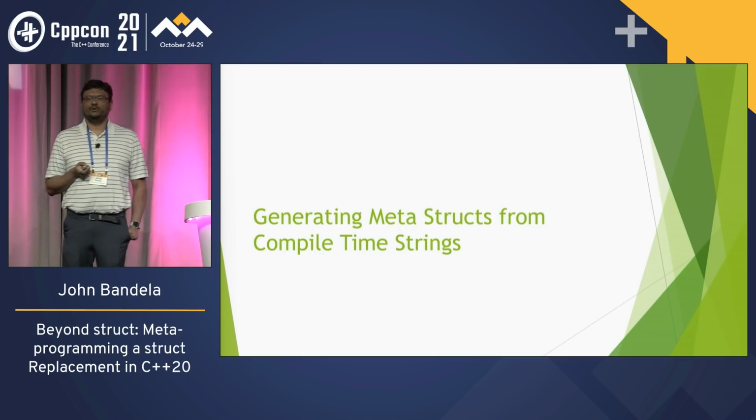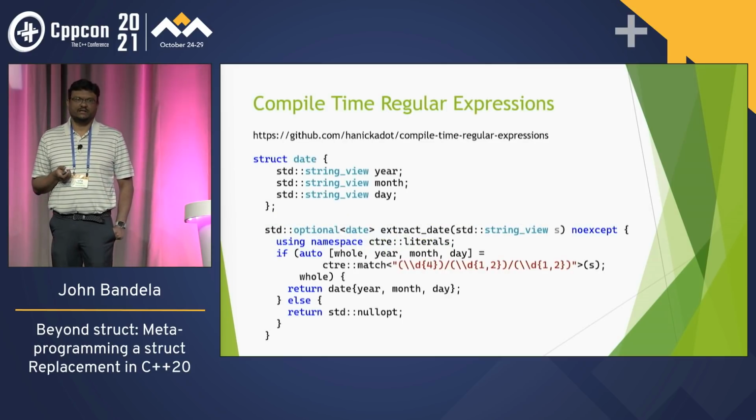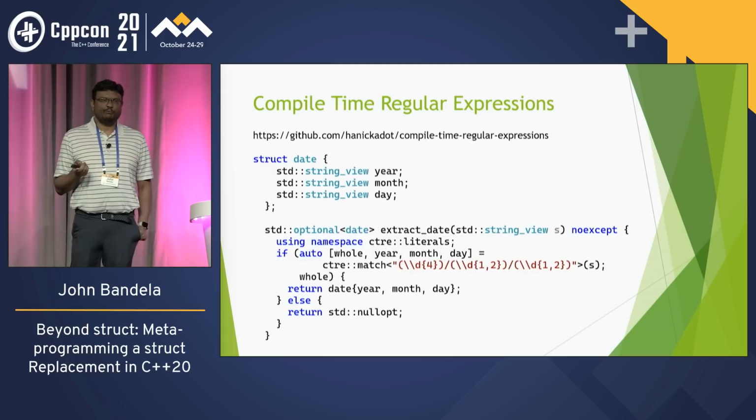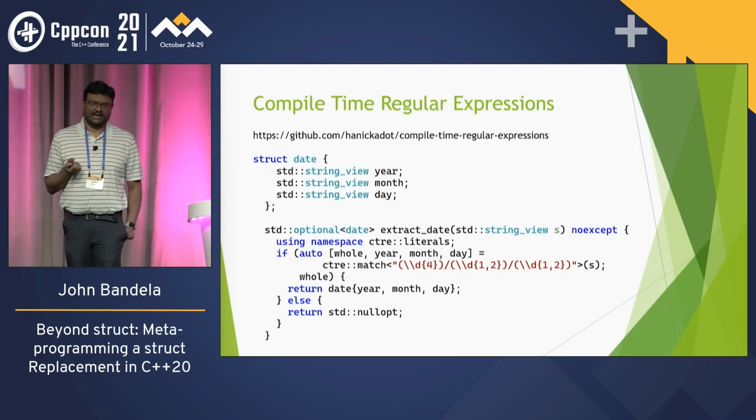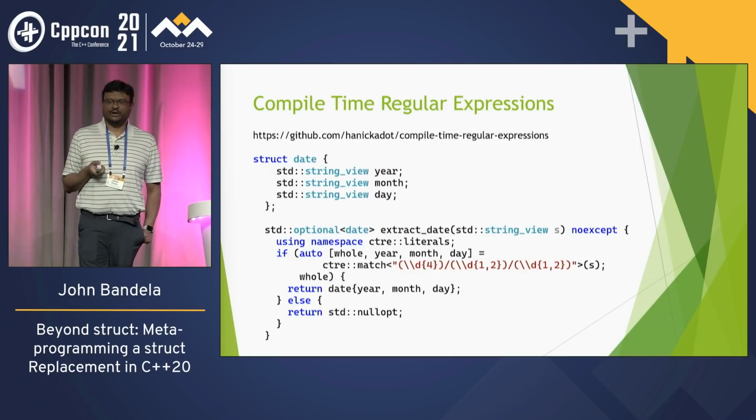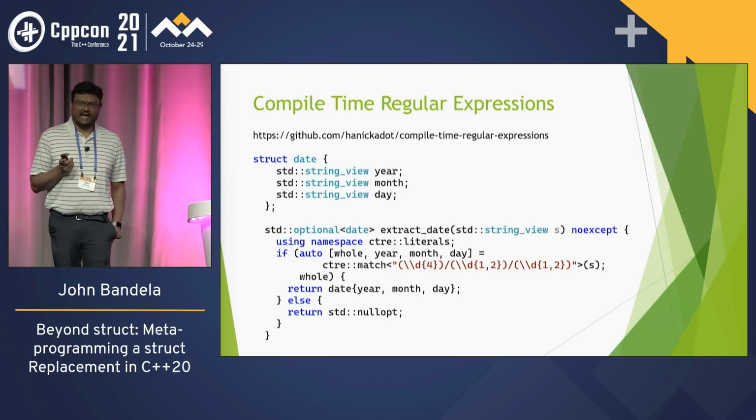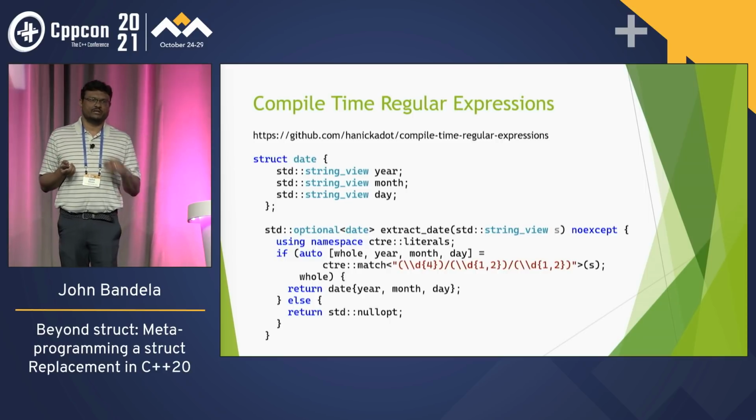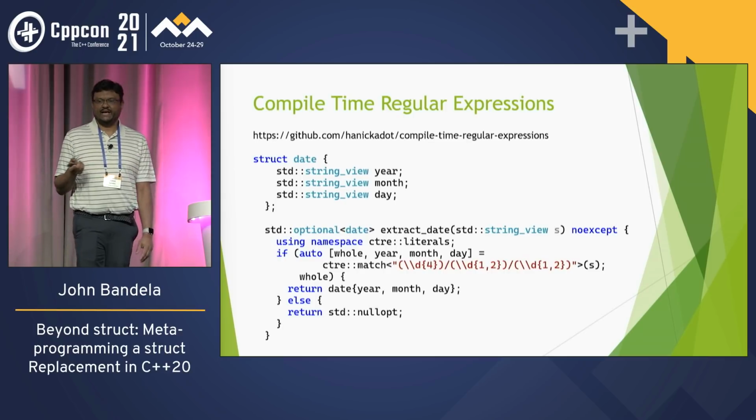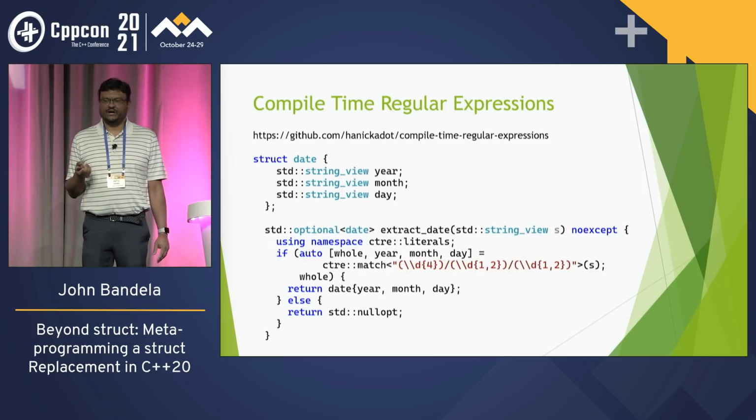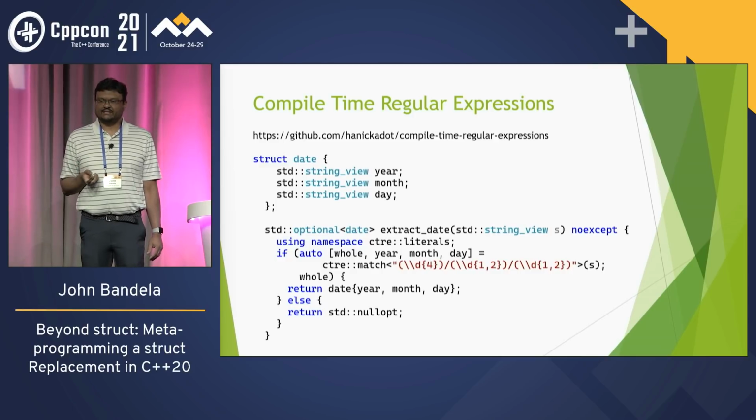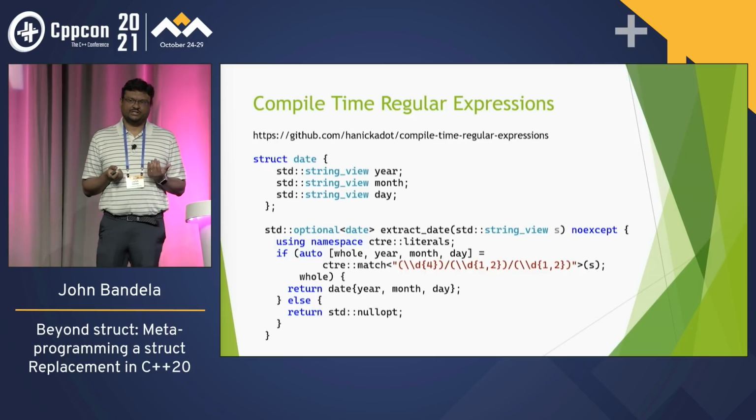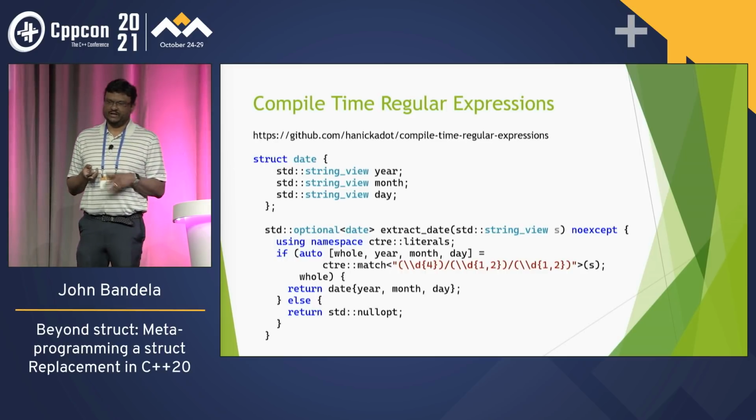All right. Then the other thing we can do is generate metastructs from compile time strings. This is just an example. I haven't tried implementing it. I'm not enough of an expert in regexes to do it, but this is from Hana Dusíková's compile time regular expressions, right? This is an example from that. We have a date, which has string views of year, month, day, and we have extract dates, and we do a match. We get a tuple back that does the regular expression and returns the matching capture groups, right? And then we can construct it and return it.